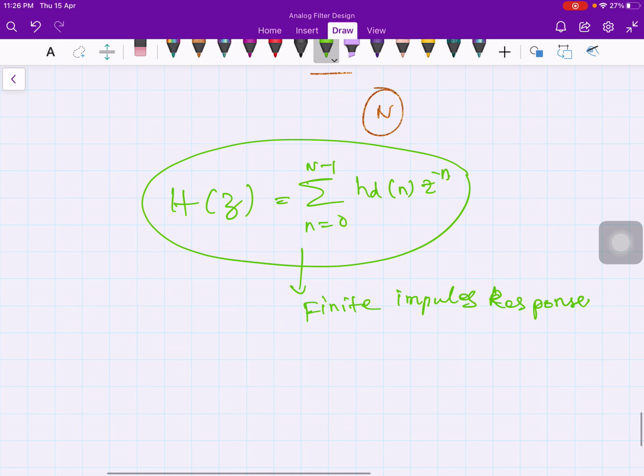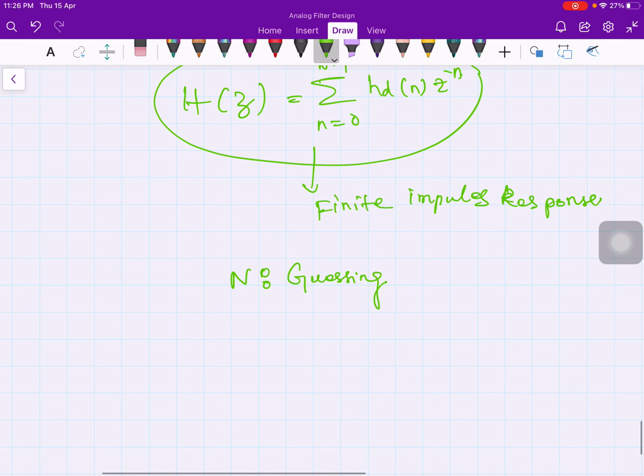Okay, so we do not know beforehand what this capital N should be. So it is a guess. N is generally obtained by guessing. So it is guesswork.